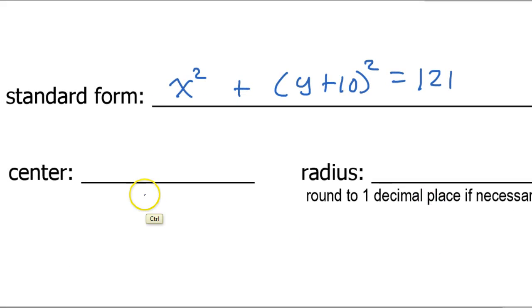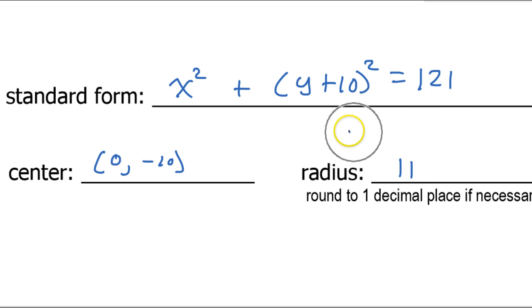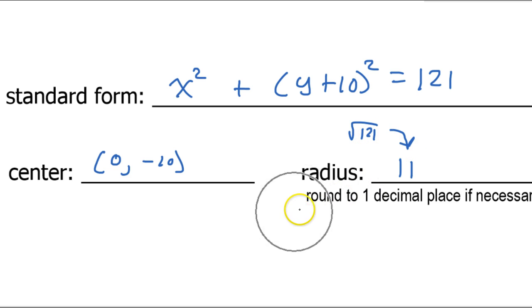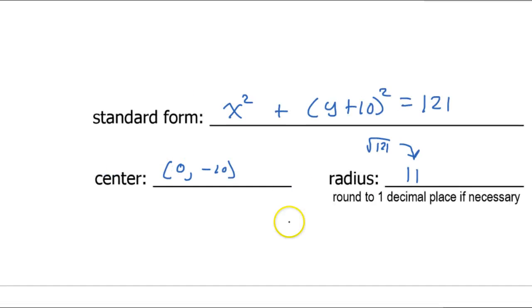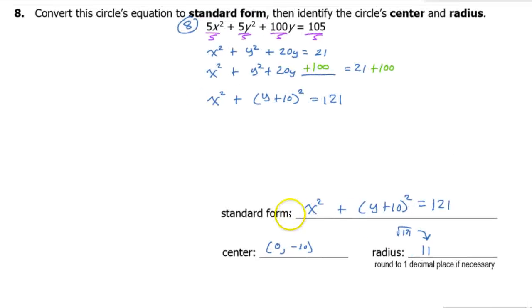That tells me that the center is going to be 0, comma, negative 10. The x squared, there's no number there. That's how I know it's a 0. And the opposite of 10 is negative 10. The radius is going to be 11. All right, this is a perfect square, so the square root of 121 turns out to be 11. Okay, so that was it for number 8.